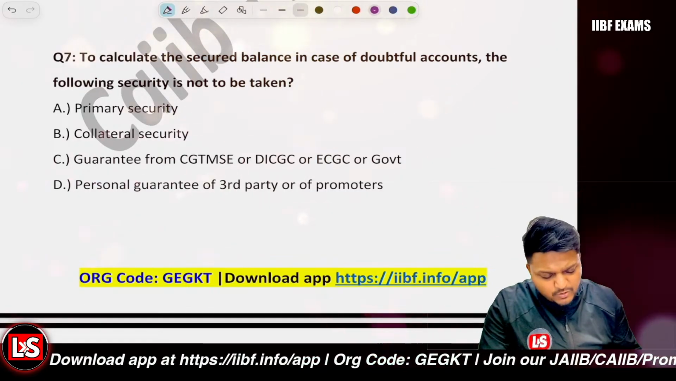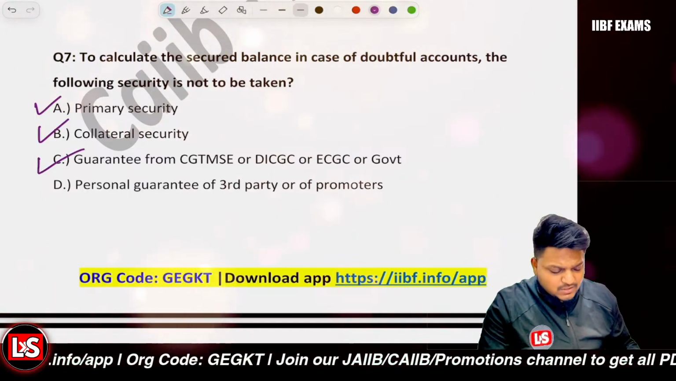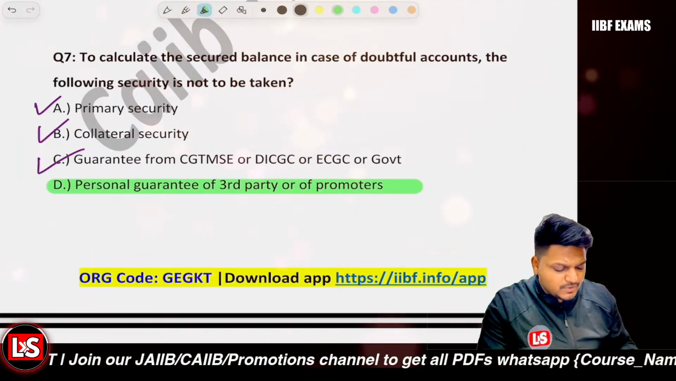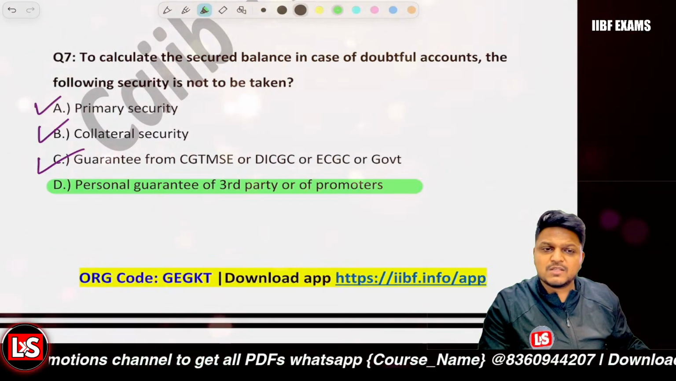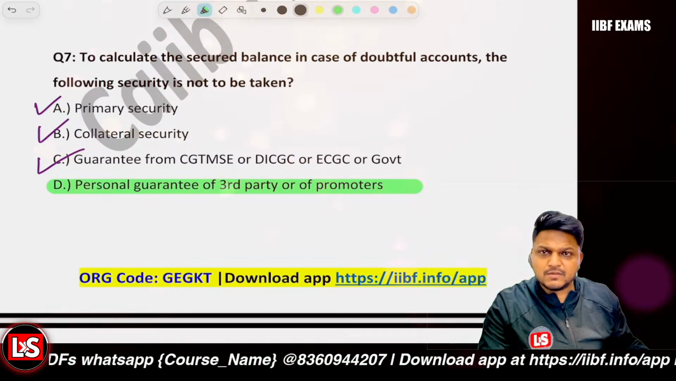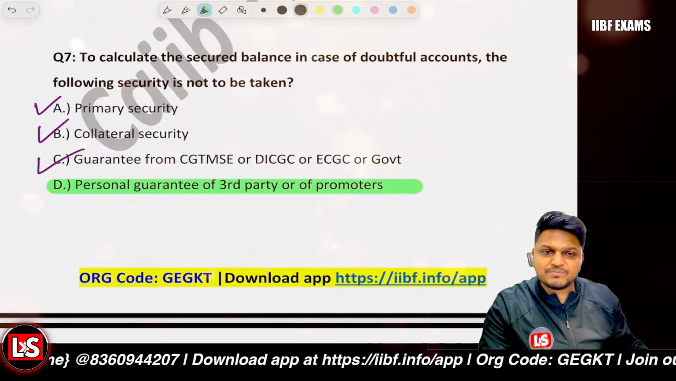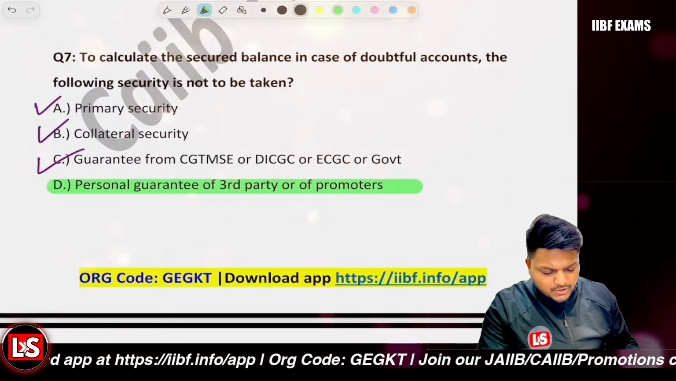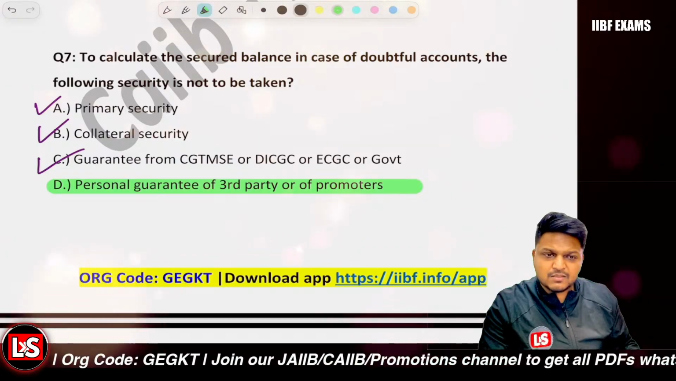The primary security is considered, the collateral security is considered, the guarantee cover is also considered, but the personal guarantee or third party guarantee of the promoter is not considered. It can be taken, but for the calculation of provision purposes, it is not considered. So option D is the correct answer for question number 7.